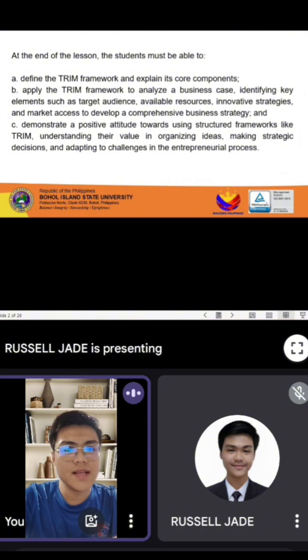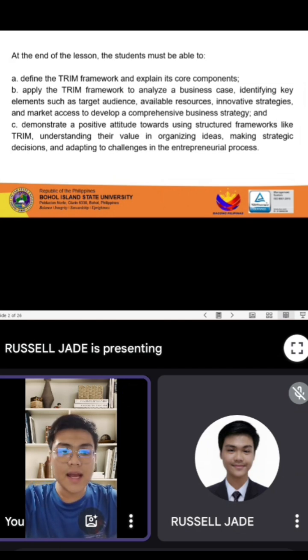So at the end of the lesson, the students must be able to first define the TREAM framework and explain its core components. Second, apply the TREAM framework to analyze a business case, identifying key elements such as target audience, available resources, innovative strategies, and market access to develop a comprehensive business strategy. And third, to demonstrate a positive attitude towards using structured frameworks like TREAM, understanding their value in organizing ideas, making strategic decisions, and adapting to challenges in the entrepreneurial process.